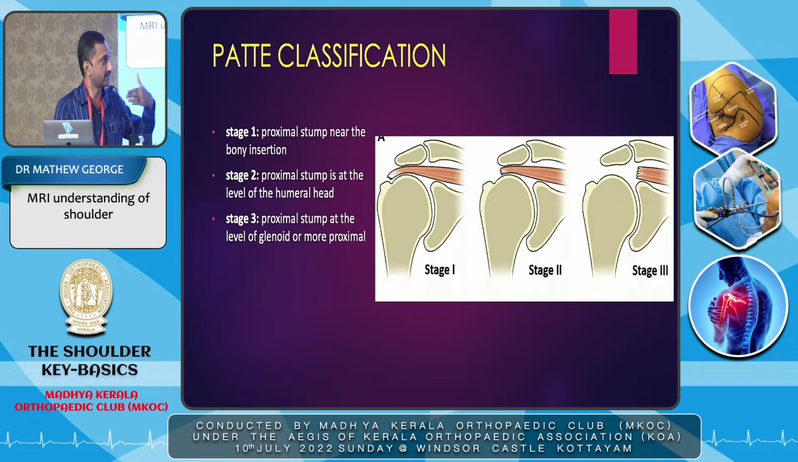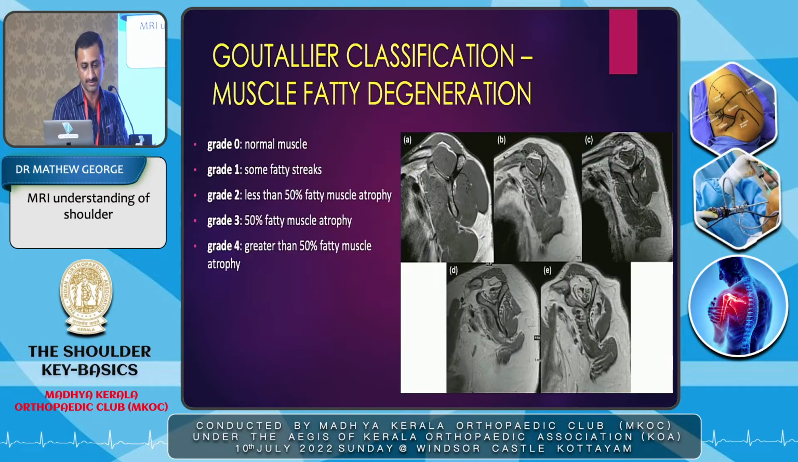Now, depending on the retraction, there's Patte's classification. In stage 1, the supraspinatus is retracted just near the insertion. In stage 2, it is seen just over the level of the humeral head. And in stage 3, it extends to the level of the glenoid. So that's Patte's classification. Now, more important is the Goutallier classification of muscle fatty atrophy.